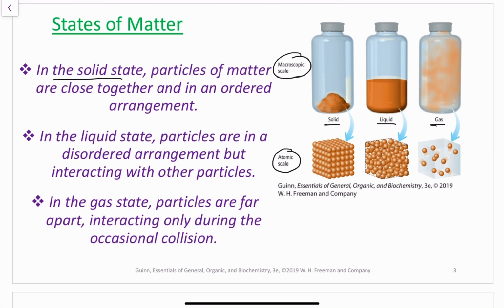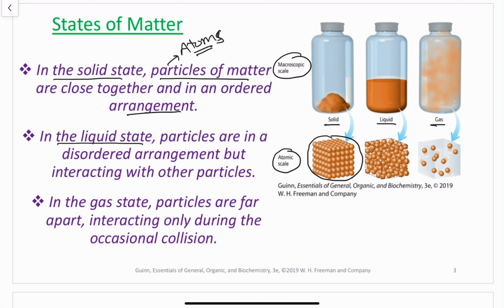In the solid state, the particles of the matter, basically atoms, are close together and in an ordered arrangement. If you see the solid over here, all the particles, or you can say atoms, are perfectly aligned in an ordered arrangement. They're very close together, tightly packed.